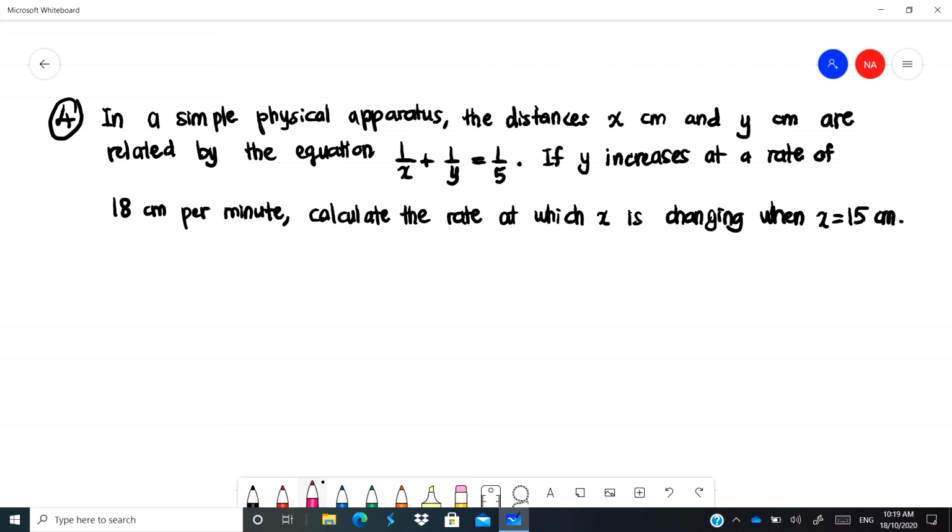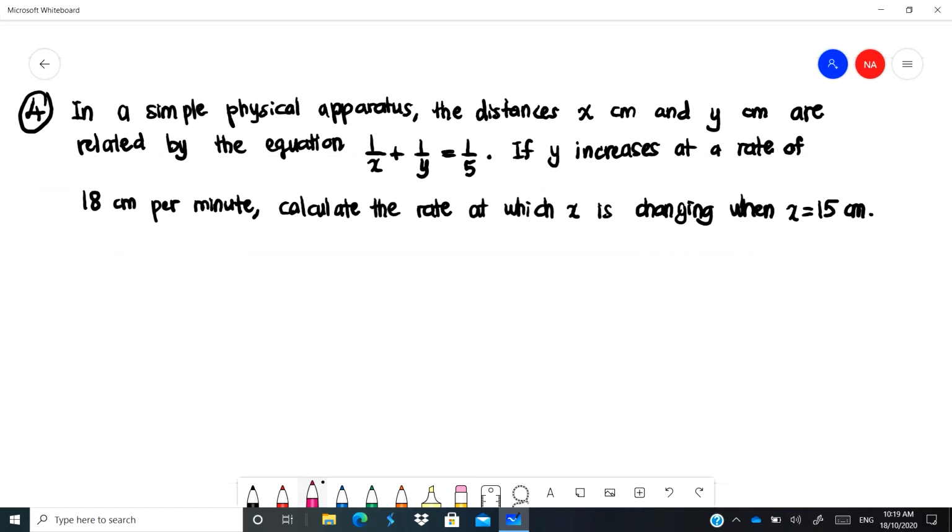So let's look at the last question here. In a simple physical apparatus, the distances x and y are related by this equation. So we are given this equation. If y increases at the rate of 18 cm per minute, we can write that y increases at the rate, so this is actually dy over dt. That's how you read the questions and take out the information.